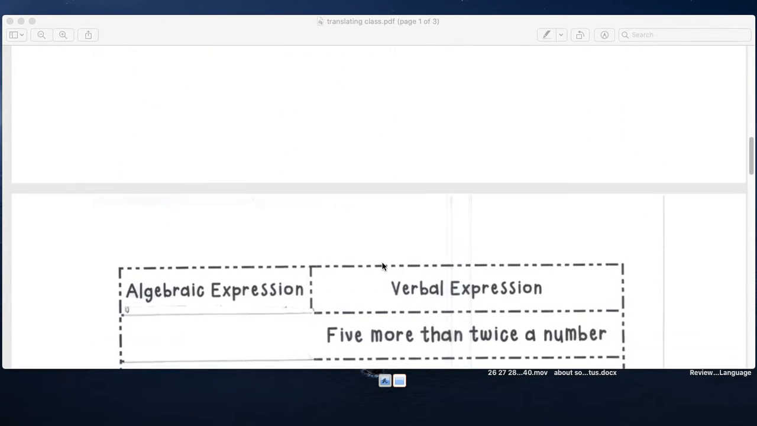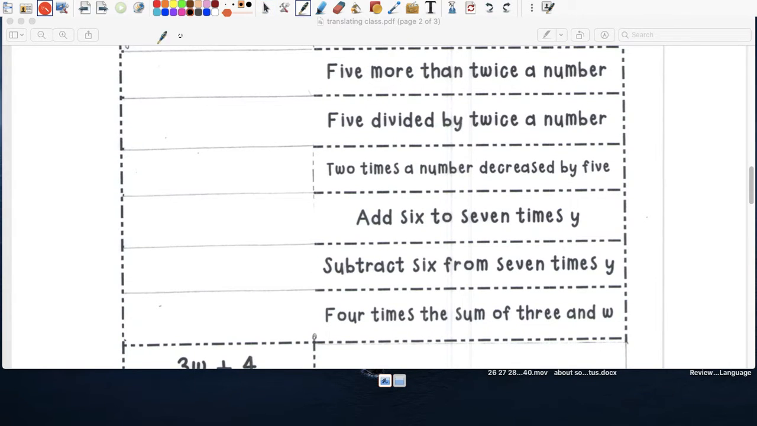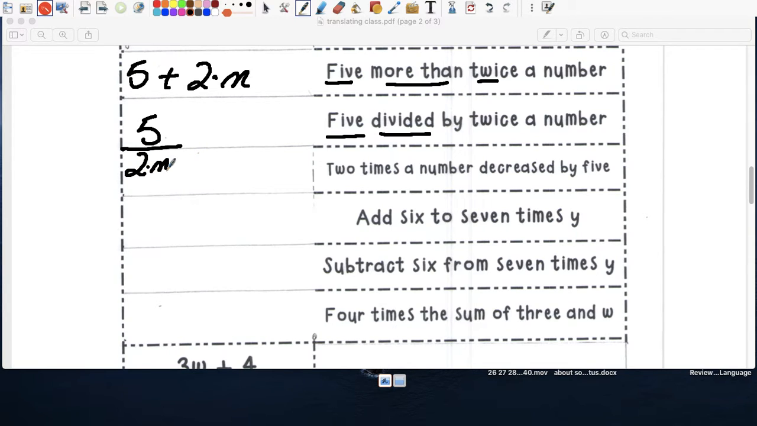Last one. Next page. Ooh, 5 more. So 5 more than twice a number, times a number. 5 divided, oops, so we gotta go back here. No, it's not. 5 divided by twice a number. Twice a number.